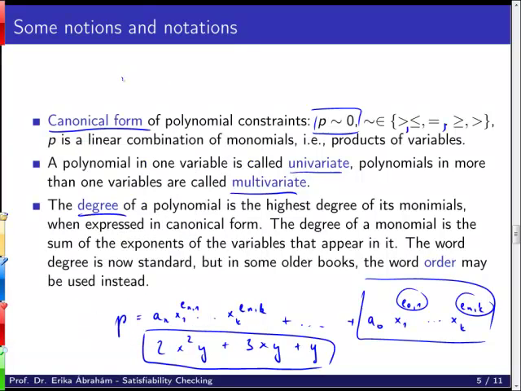So, for example, if we have this polynomial here at the bottom, then the degree of the last monomial is 1, y. Then the degree of 3xy is 2, 1 plus 1. And the degree of the so-called leading monomial of the first one is 3. So the degree of the polynomial would also be 3. And now, nearly everywhere it is called the degree of the polynomial. In some older works you can still read order.